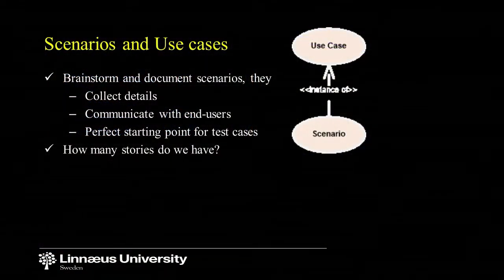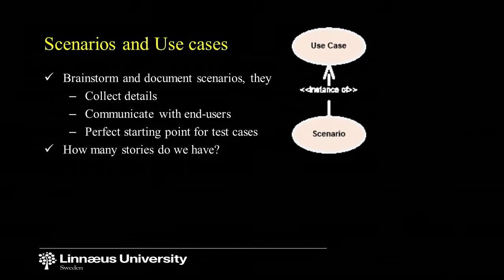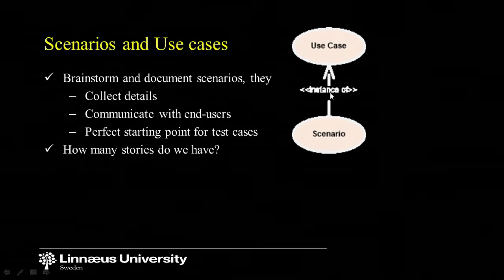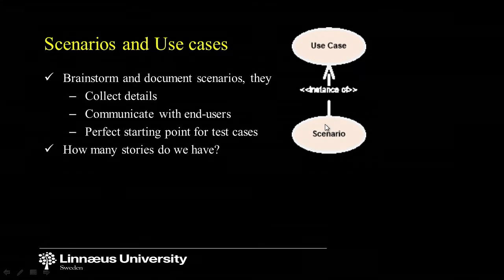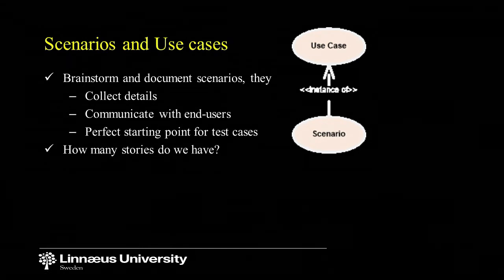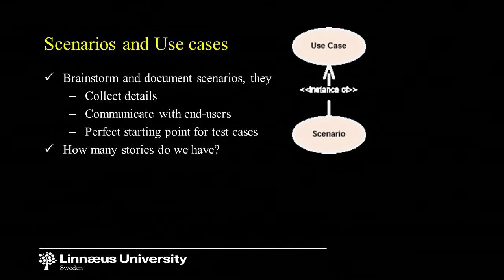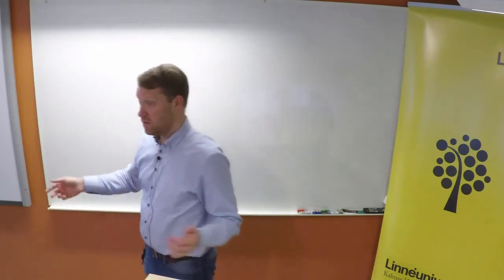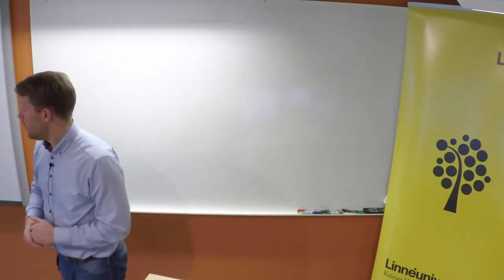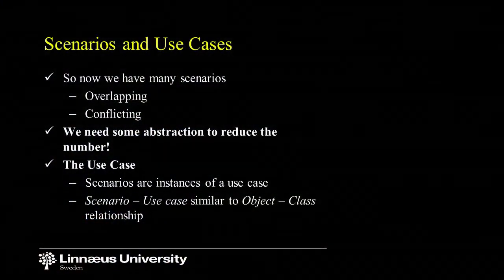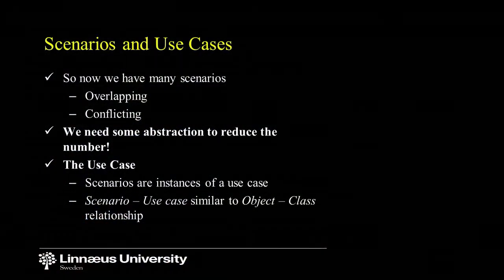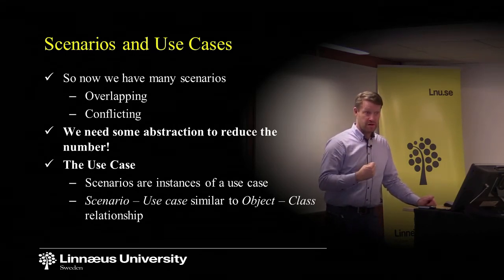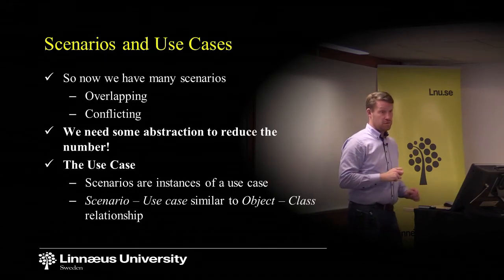This was not a perfect graphic, sorry for that. But it says a use case at the top, and then we have scenarios down here. This is like an instance of. So a scenario is an instance of a use case. So now we have way too many stories. And these scenarios are overlapping, possibly conflicting, and we need this abstraction to reduce, to make it useful for us as developers. And that's the use case.